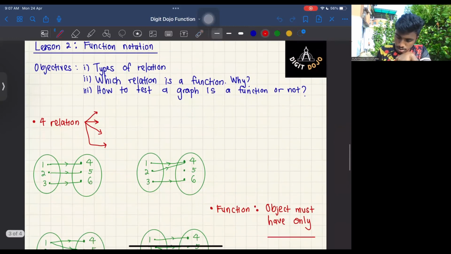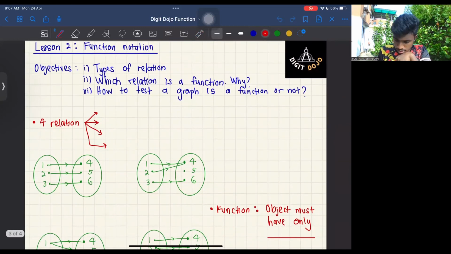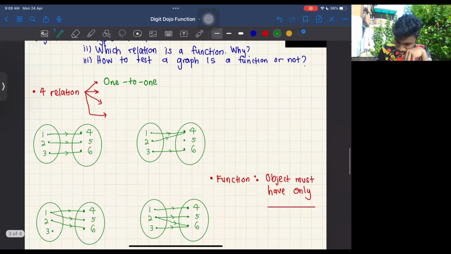So the first objective is types of relation. There are four types of relation altogether. The first one will be one-to-one relation, which is the easiest one. I will explain this further later. One-to-one means it's from one object to one image. For example, this diagram. This is one to one.